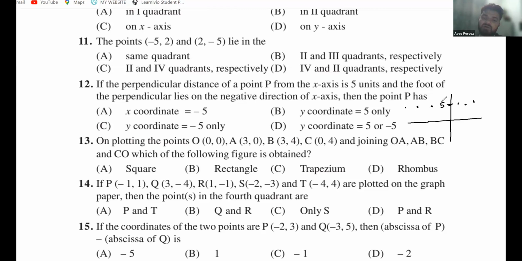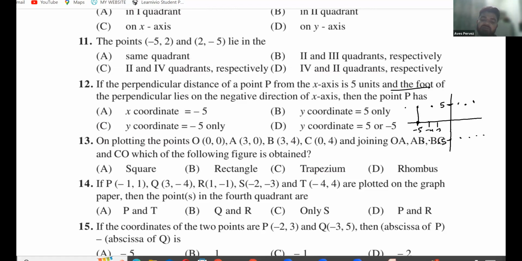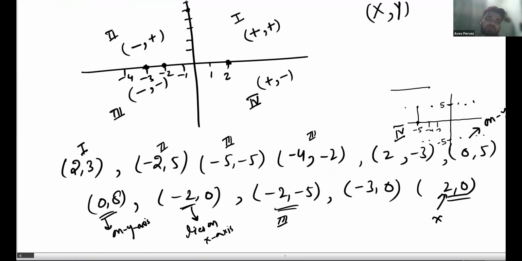Now suppose, here also, if it is -5, this will also be at 5 distance. These are points, but it is saying that the foot of the perpendicular of that point lies on the negative direction of the x-axis. So -5 will lie here. Let's suppose this is -4, this is -3, -2. So the foot of the perpendicular is here. This is the foot. Okay, the foot of the perpendicular lies there. Let me explain on this.